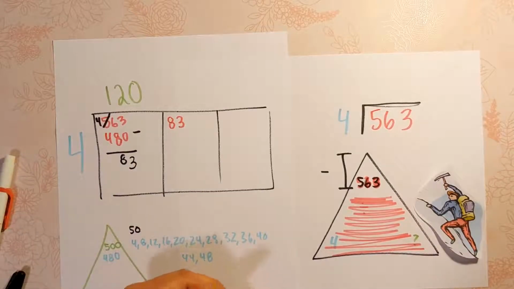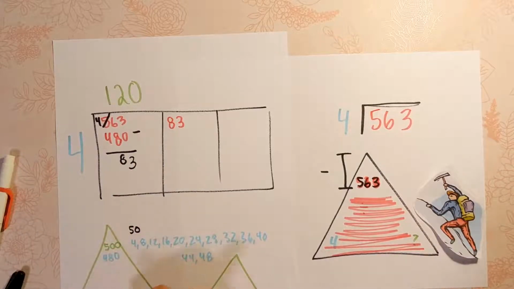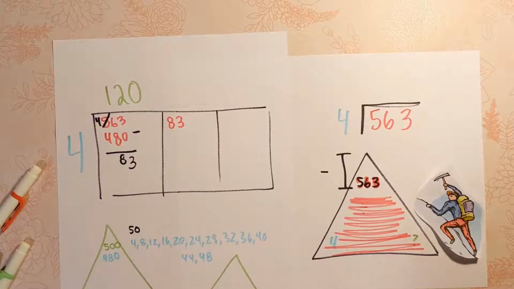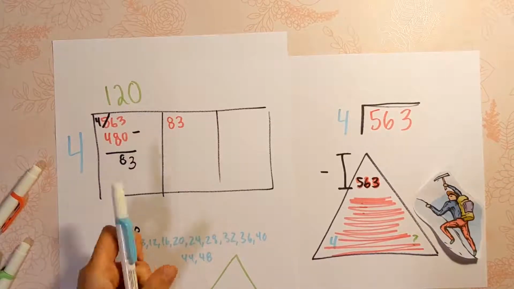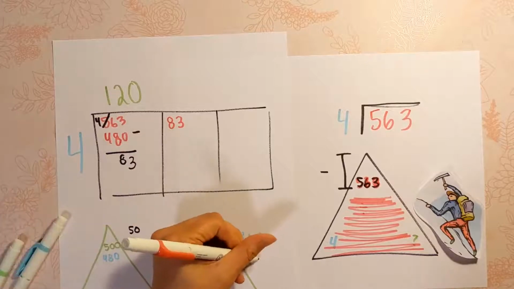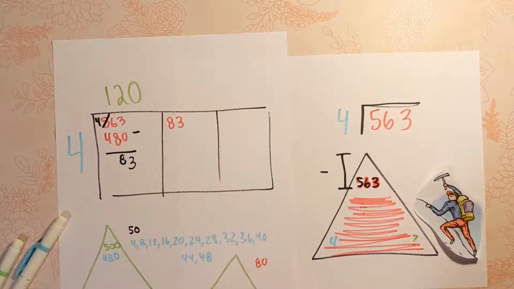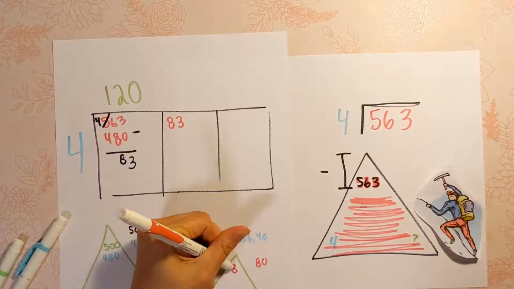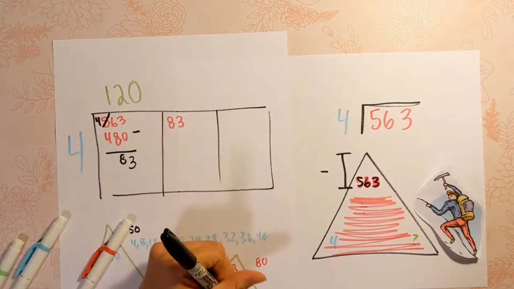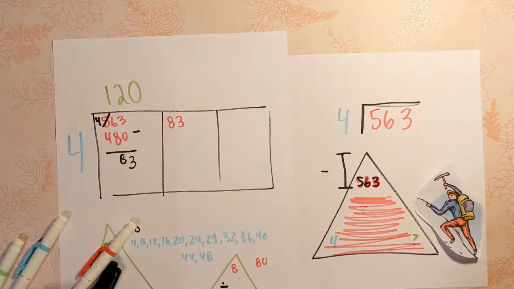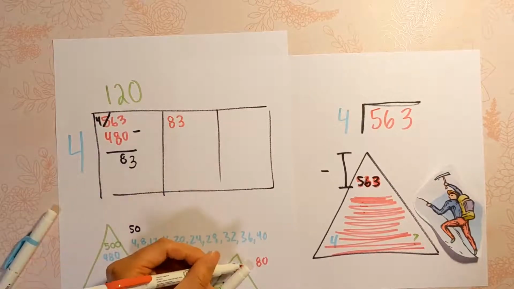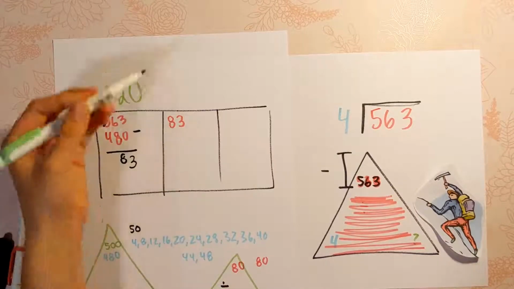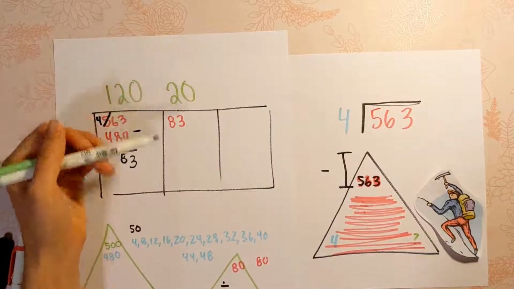Okay, but do you really want to do 83 divided by 4? Wouldn't you rather do 80 divided by 4? Actually, wouldn't you rather do 8 divided by 4? We're thinking about 80, but just forget about that 0 for a second, right? What about 8 divided by 4? 4 times what equals 8? You got it, 2. 4 times 2 equals 8. Therefore, 4 times 20 equals 80. Let's do that.